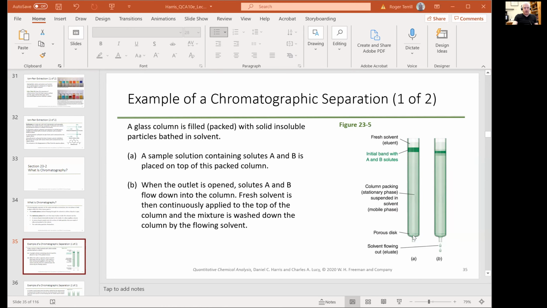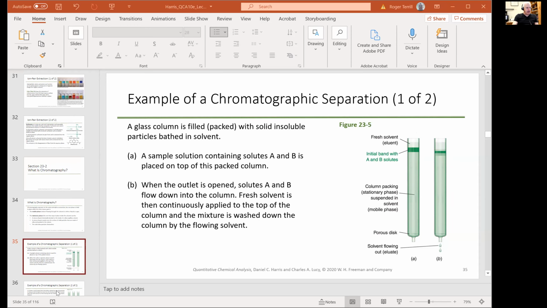There's a porous disc in the bottom, which prevents the silica from flowing past. Then there's typically some sand or something up on the top. And then you dissolve your solutes and you pipette them in the top. And then you start introducing fresh solvent, or eluent, down the top. And then that will simply carry these molecules down through the column.